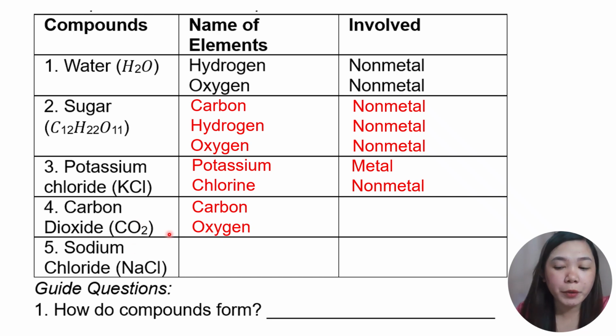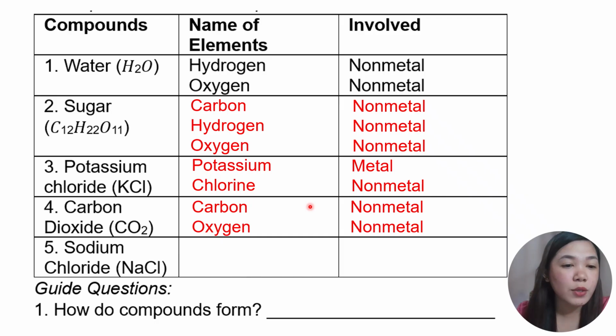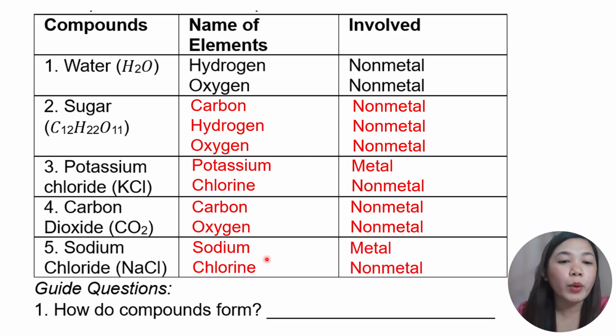As we go along with the periodic table again, this time, the two elements belong to the non-metal group. And the last number, we have the sodium chloride, the Na for sodium, and Cl for chlorine. As you can see in the periodic table, sodium belongs to the metal group, while chlorine belongs to the non-metal group. So to summarize this all, how do the compounds form?